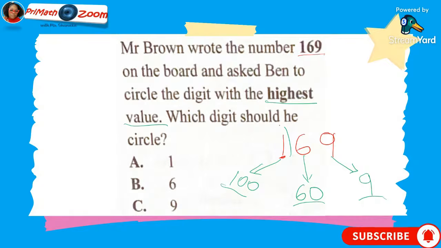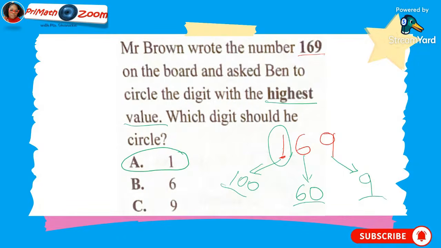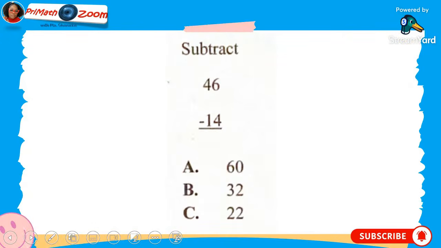So 1 has the greatest value because 1 means 100. So A is the correct answer. The answer is 1. It cannot be 9 because this is 9 ones, so that cannot have the greatest value. All right, so let's go to the next question.